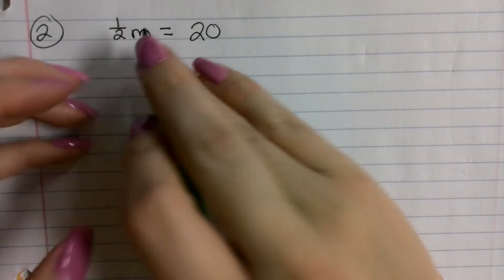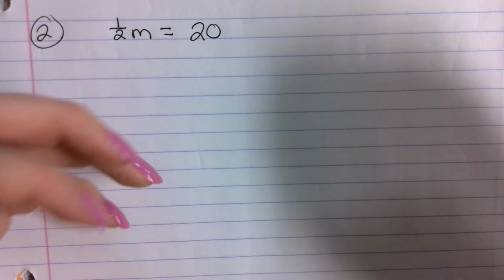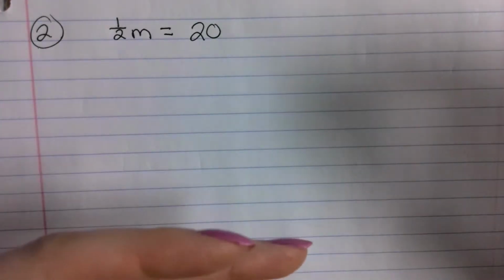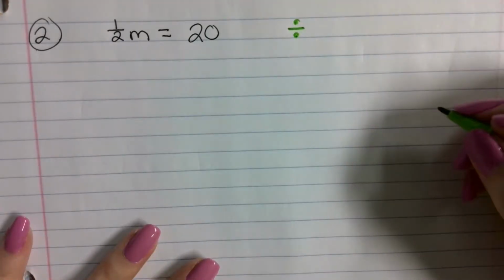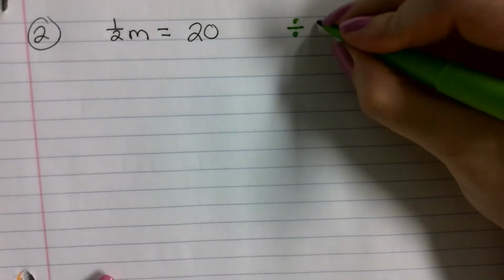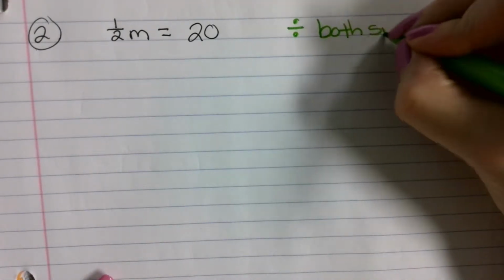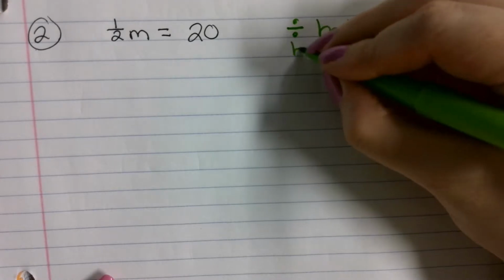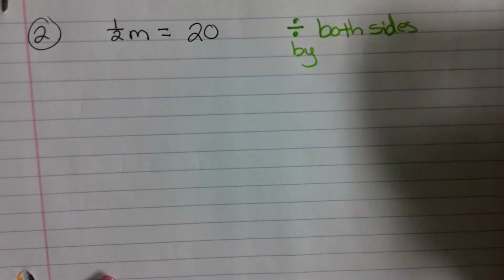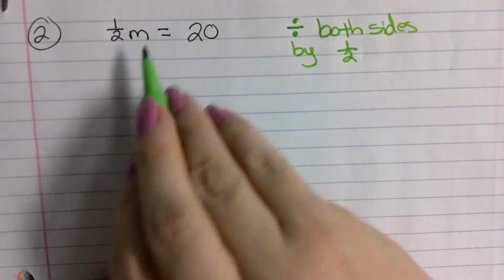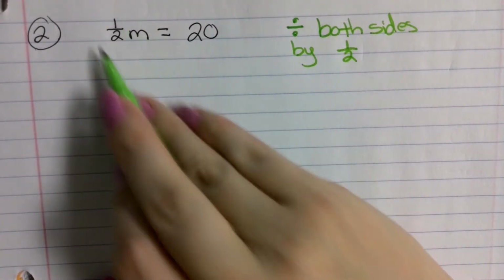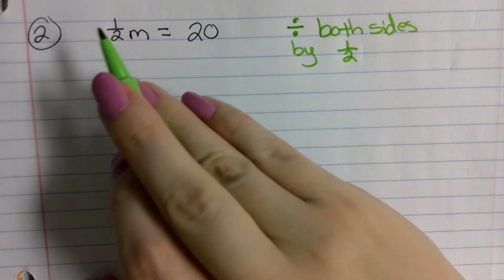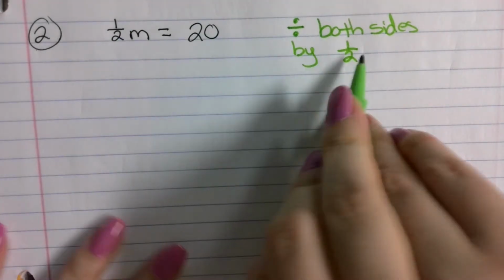So what is the inverse that we have to perform? Division. All right? So now again, like I said, the key thing that you need to write is that you're going to divide on both sides. So we're going to divide both sides by what? By 1/2. Good. We want to get the variable by itself. So if I want to get the variable by itself, I've got to get rid of whatever's paired with it. So I'm dividing both sides by the 1/2.